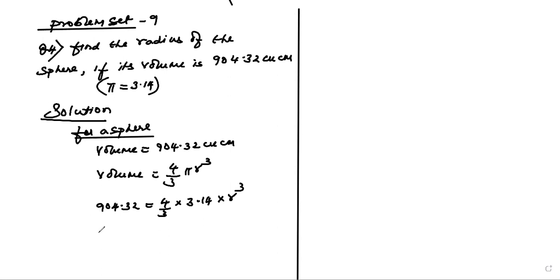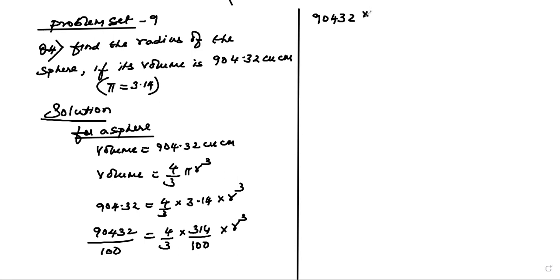So what will come, beta? 90432 upon 100. I remove the decimal. Is equal to 4 upon 3, here remove the decimal, into r cube. So what do I do? 90432 multiply by 3 multiply by 100. Whatever is there in the denominator will go to the top, and what is there in the numerator will come down, children.